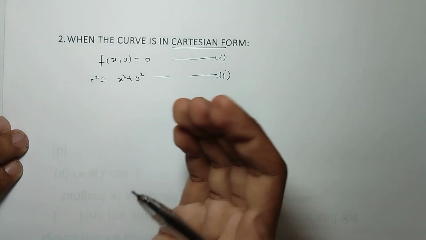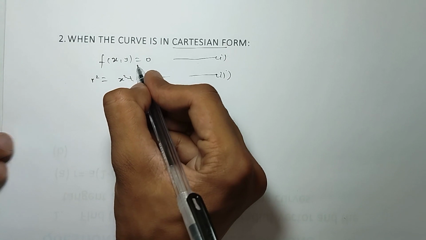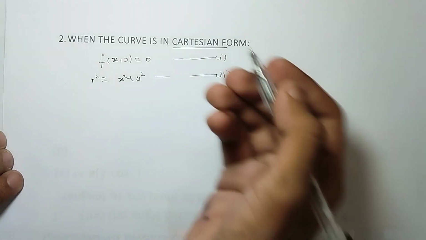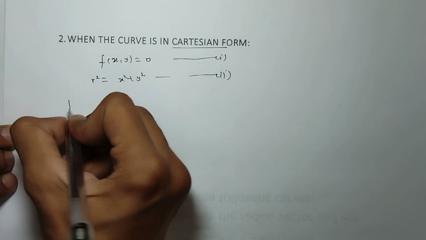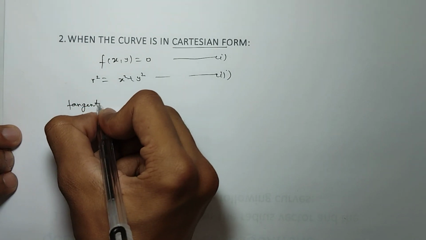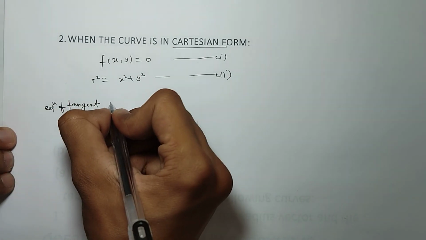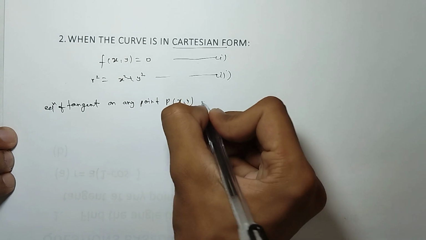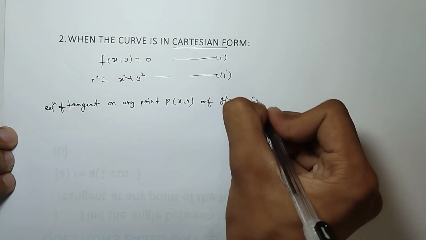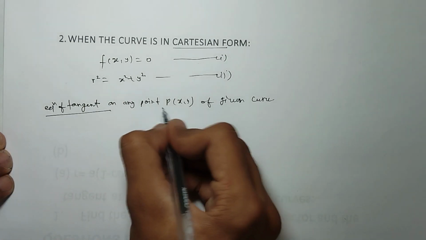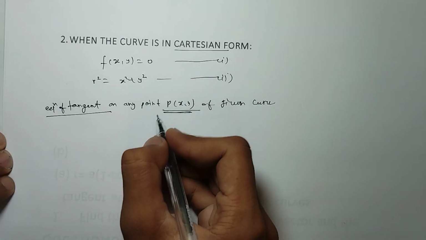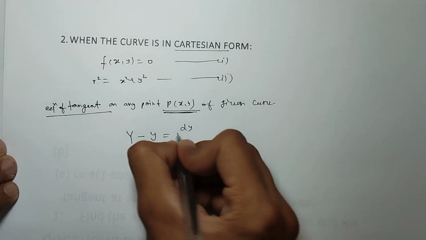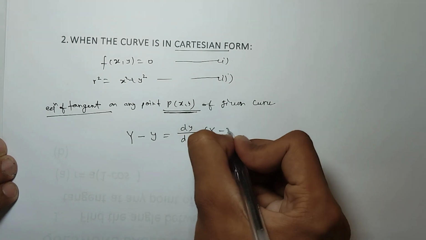ठीक है, इसके बाद अगर हमें कर्व के किसी बिंदु सपोज P, दैट इज x और y पर टेंजेंट की इक्वेशन निकालनी हो तो हम कैसे निकालते हैं. इक्वेशन ऑफ टेंजेंट ऑन एनी पॉइंट, लेट्स सपोज P (x, y) ऑफ गिवन कर्व. तो किसी बिंदु x, y से गुजरने वाली कर्व की स्पर्श रेखा के लिए हम यूज़ करते हैं Y minus y equal to dy by dx (slope) into (X minus x).